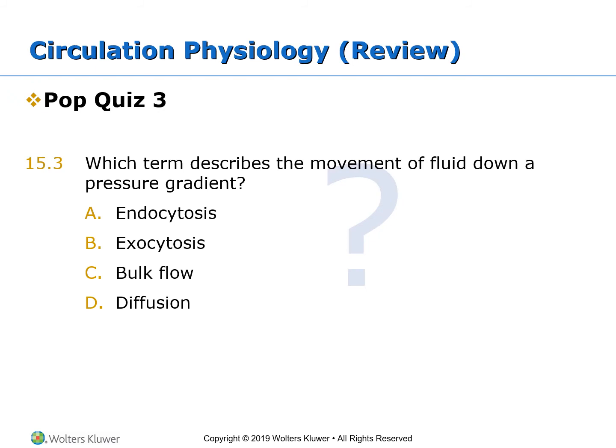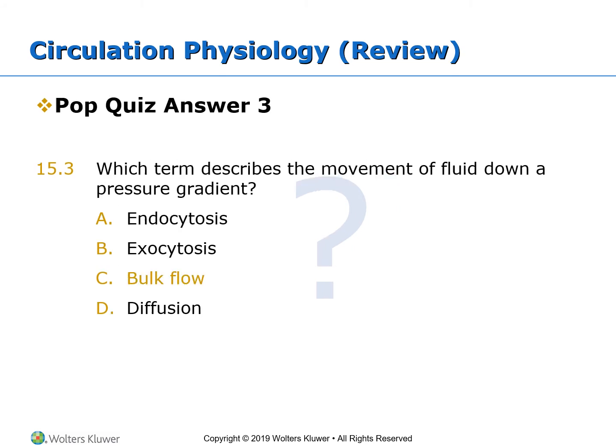Question number 3 is asking you which term describes the movement of fluid down a pressure gradient. And the options are A, endocytosis, B, exocytosis, C, bulk flow, or D, diffusion. The term describing the movement of fluid down a pressure gradient is called bulk flow.